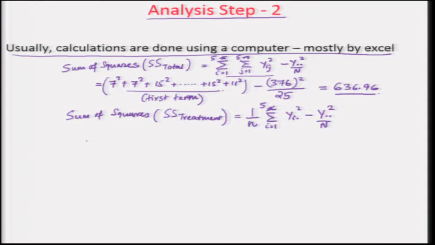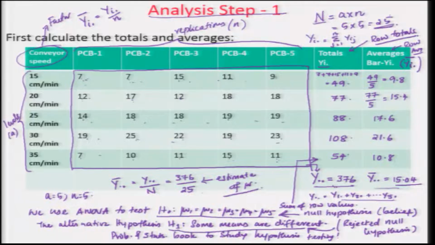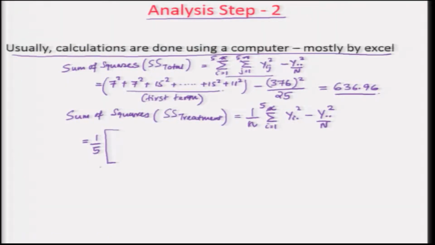So, which is equal to 1 over 5, little n is 5, 1 over 5 multiplied by the y_i dot squares. The y_i dots are exactly here. So, it is 49 square plus 77 square plus 88 square plus 108 square plus 54 square. So, what we are going to do here is 49 square plus the next one is 77 square plus all the way to 54 square.